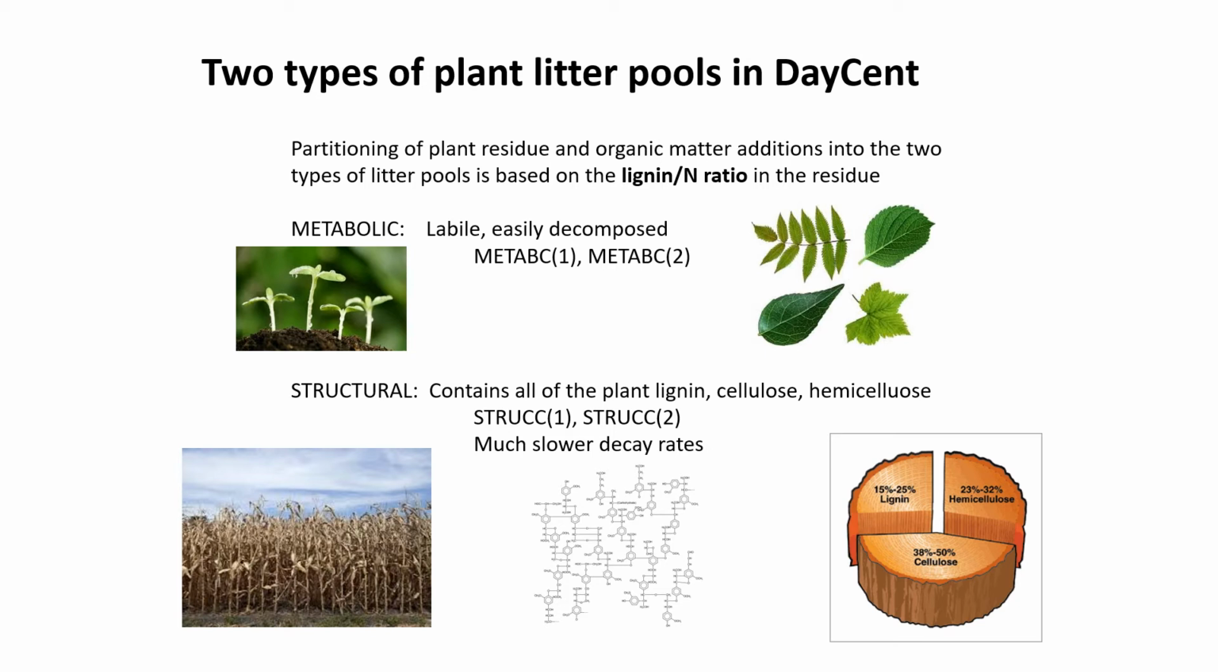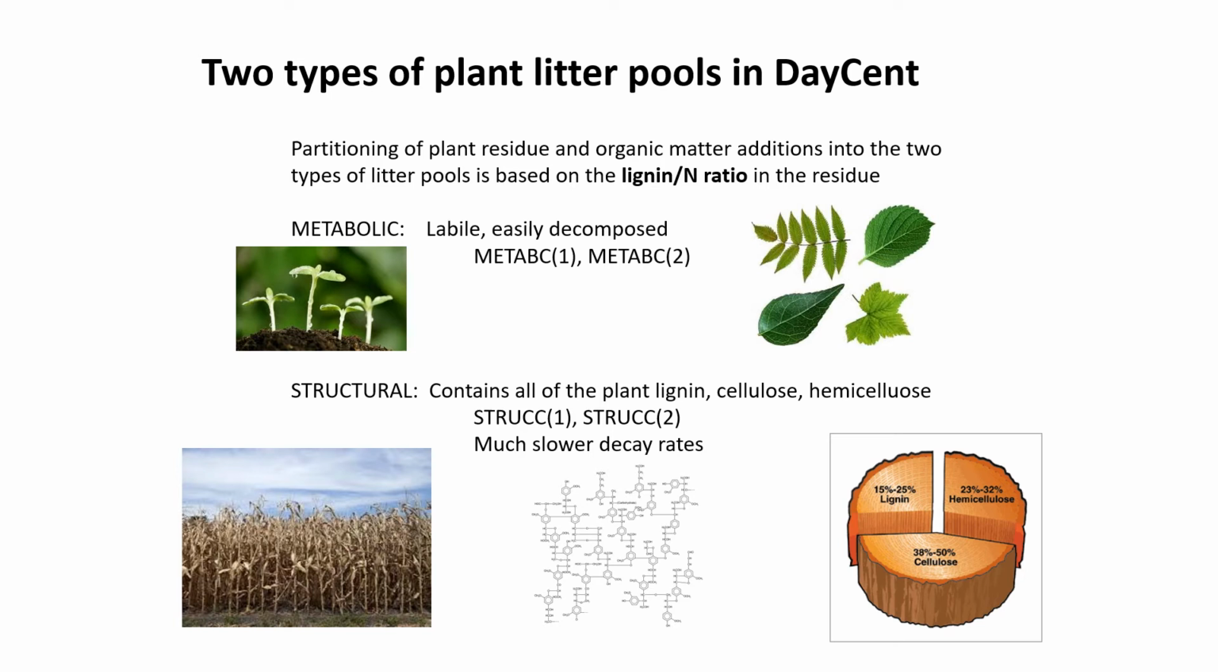The structural litter is much more resistant to decay. It contains all the plant lignin, the cellulose, and the hemicellulose. If you think of some dead corn stalks, a lot of that material is structural material. It's supporting the plant leaves, it's the supportive structure in the plant. Wood also has cellulose and hemicellulose.